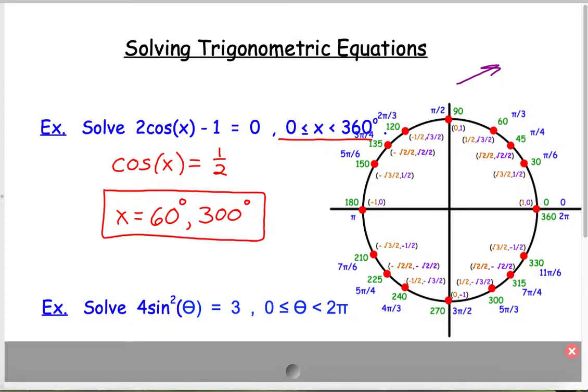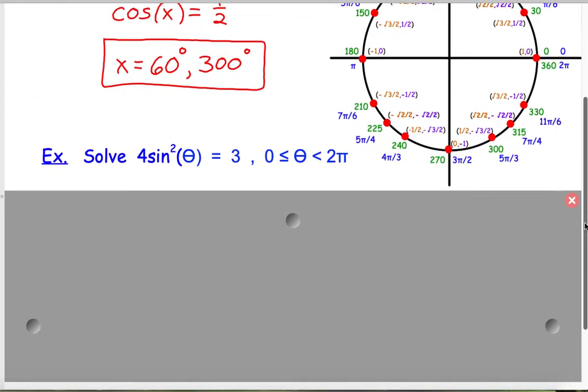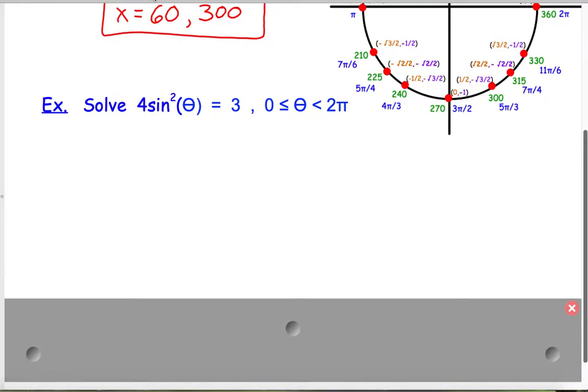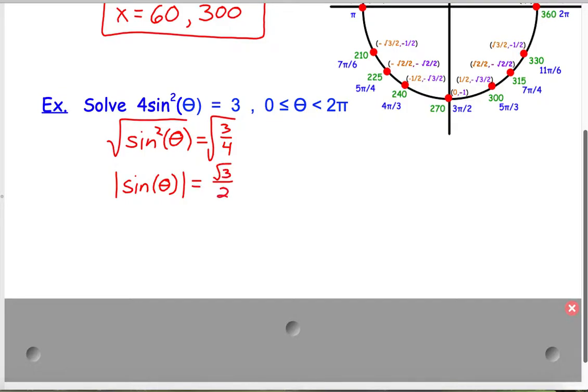All right, let's look at another example. Let's solve this one. And by the way, it's a good idea probably to hit pause, try and solve it, and then come back and see how you did. So we want to solve this. So let's get the sine by itself. So we're going to have sine squared of theta is equal to 3/4. And then we're going to take the square root of both sides. And the square root of sine squared is the absolute value of sine. And the square root of 3/4 we can simplify to the square root of 3 over 2. So that tells me that the sine of theta is going to be equal to plus or minus the square root of 3 over 2.